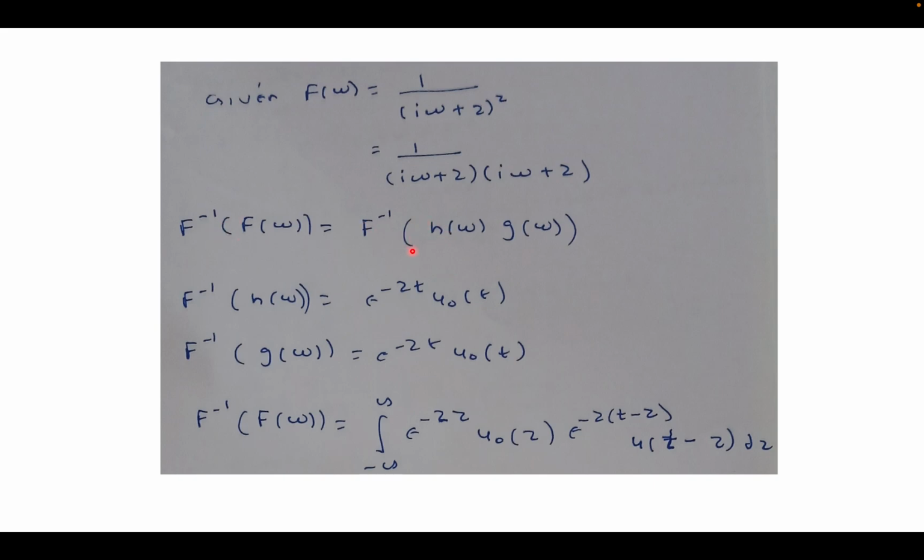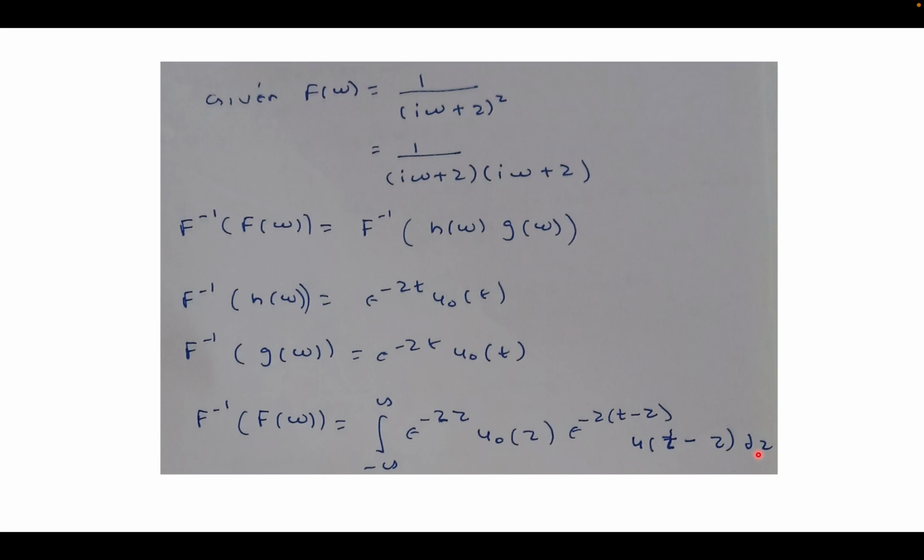Convolution theorem says that f inverse of h omega g omega is nothing but the convolution of their functions, right? So here f inverse of f of omega is nothing but the convolution of both of these functions. If I now apply the convolution theorem, it will be minus infinity to infinity e power minus 2 tau u naught tau times e power minus 2 t minus tau times u t minus tau d tau, right? I have just used the convolution formula.